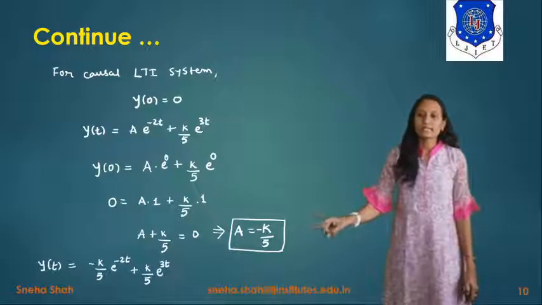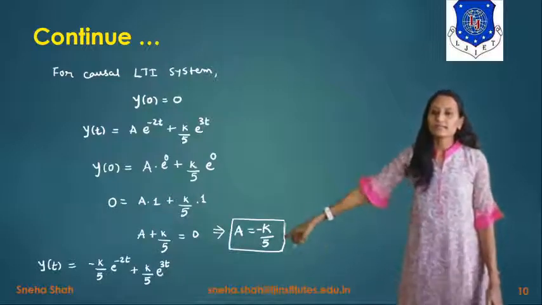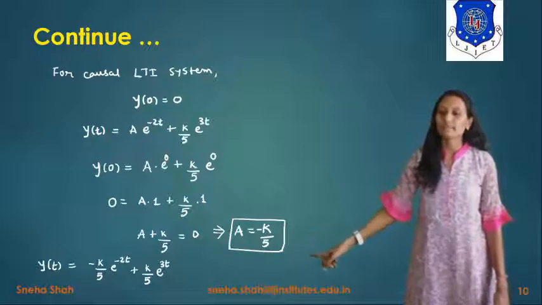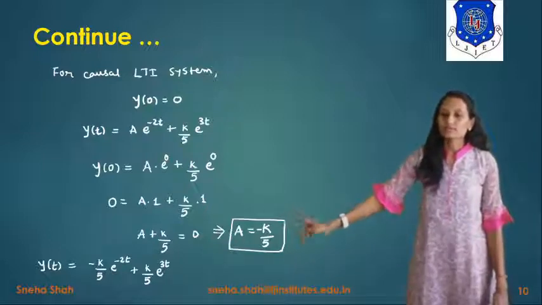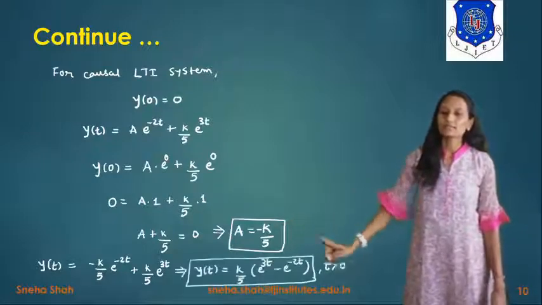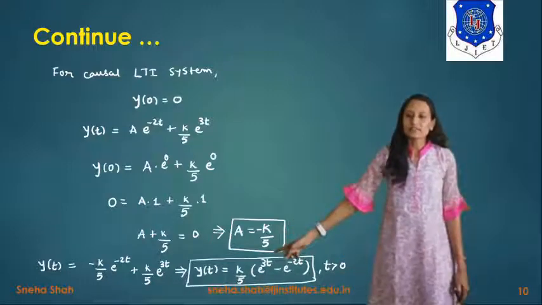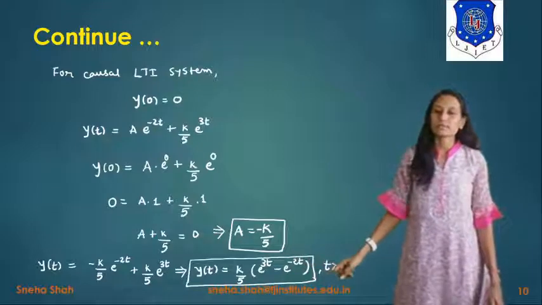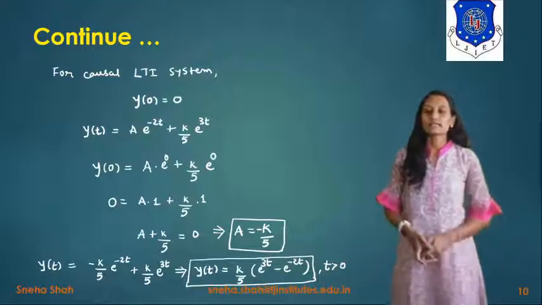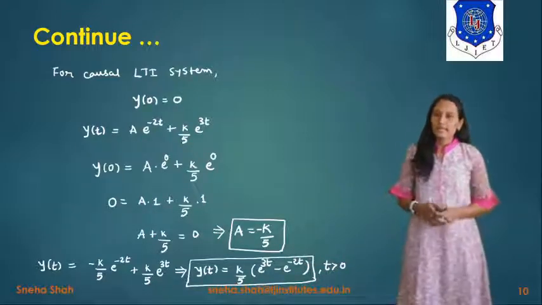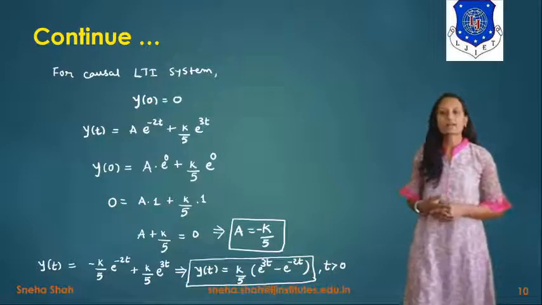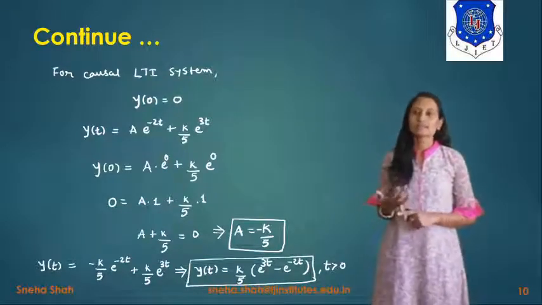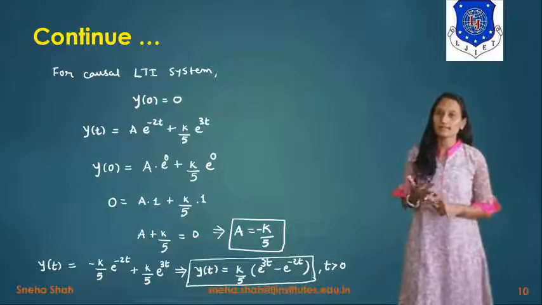Now if we put this value of a in the final answer of y(t), the term will be y(t) equals minus (k/5) e^(-2t) plus (k/5) e^(3t). So the final answer is y(t) equals (k/5)(e^(3t) minus e^(-2t)) for t greater than 0. So this way we can solve any differential or difference equation by using the homogeneous solution and particular solution method.